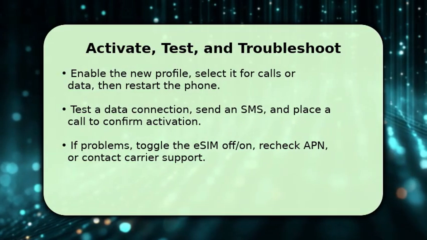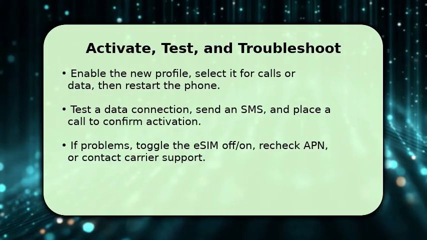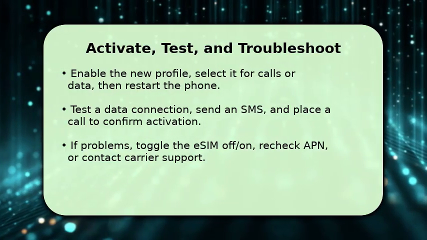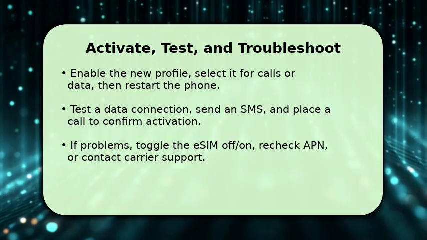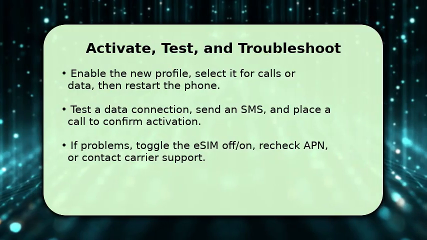If something goes wrong, first toggle the eSIM profile off and on, verify APN and network settings, and retry scanning the QR. If issues persist, contact your carrier with the activation code and device details for targeted support.